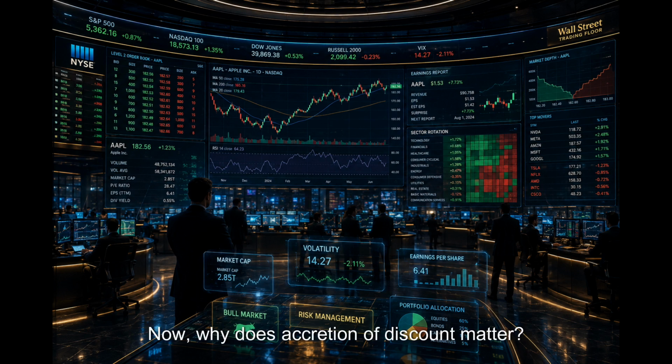Now, why does accretion of discount matter? For investors, it helps measure the true return on discounted investments. For accountants, it ensures financial statements properly reflect the changing value of bonds and other discounted assets. And for businesses, it improves transparency in financial reporting.